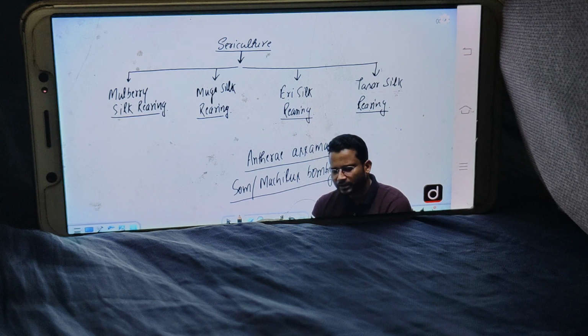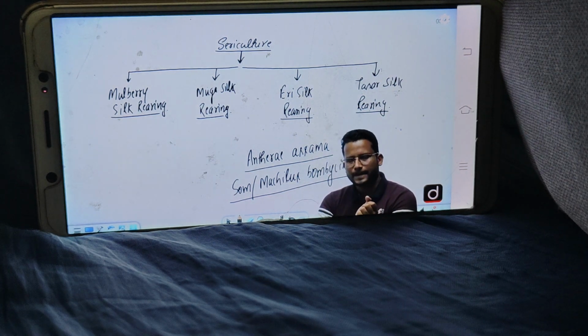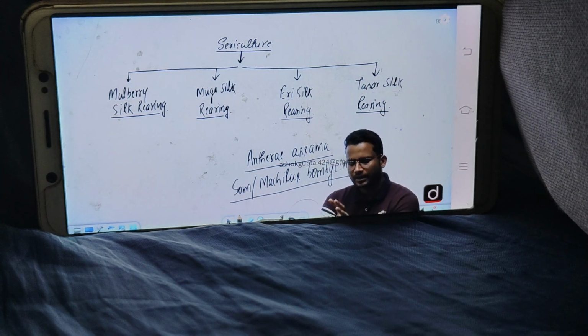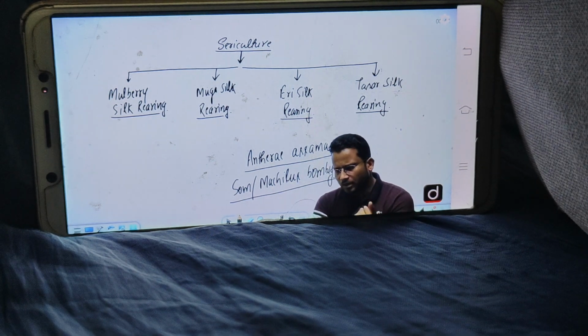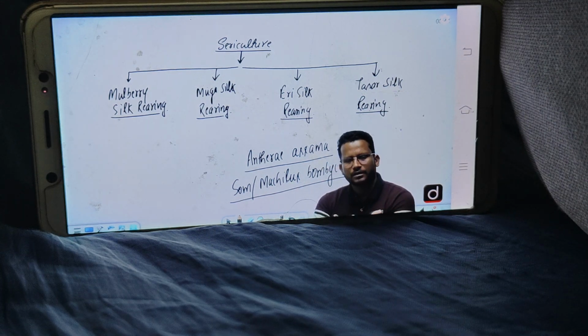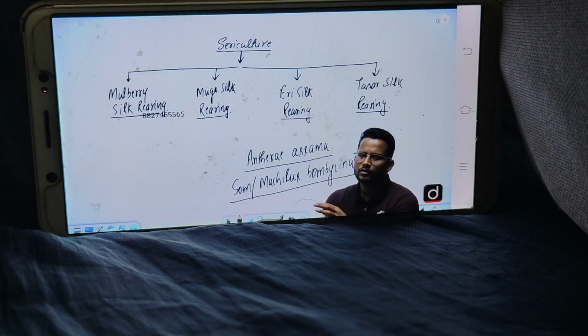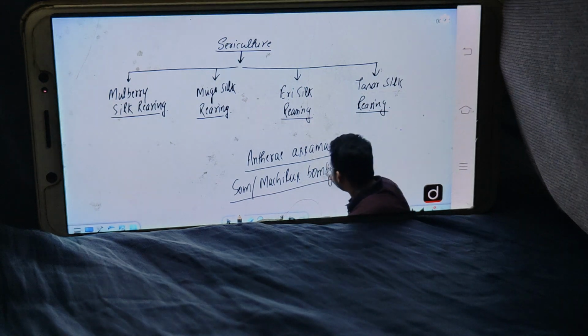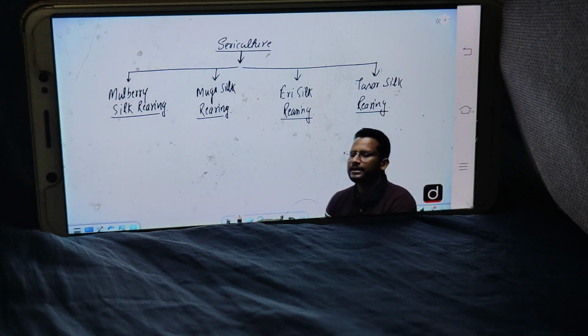Now Muga silk rearing को हम बोलते हैं that it is the toughest form of sericulture. It is the toughest of all the types of silkworm rearing because it has to be done outdoors on the trees themselves. Like in mulberry, we rear silkworms on trays indoors, and we give them leaves. But in Muga, you need to rear silkworms on the tree itself in outdoor conditions, and that is why it becomes difficult. Clear?